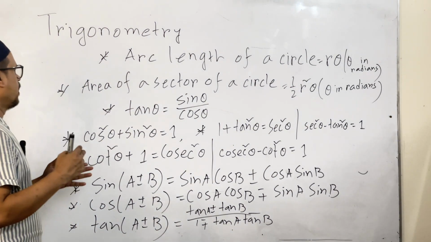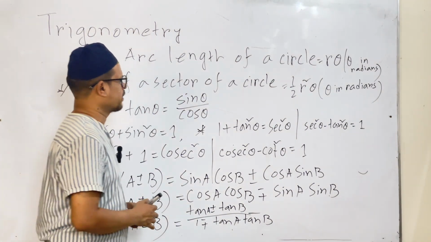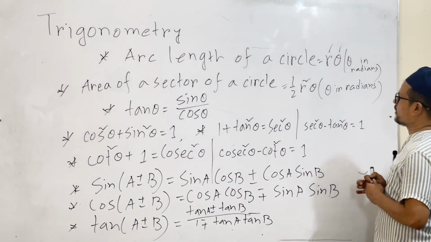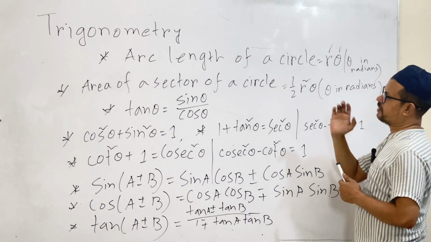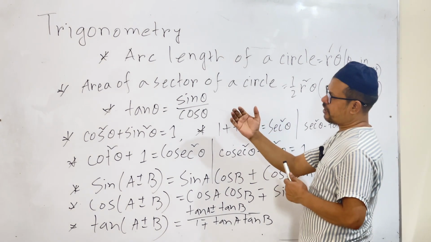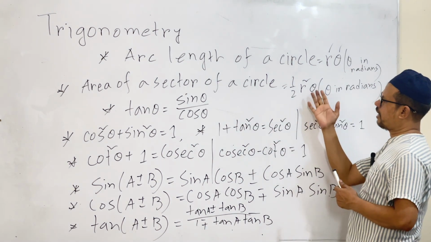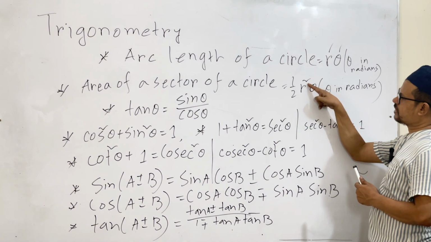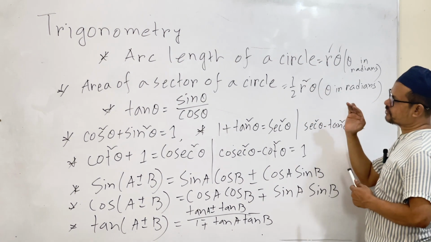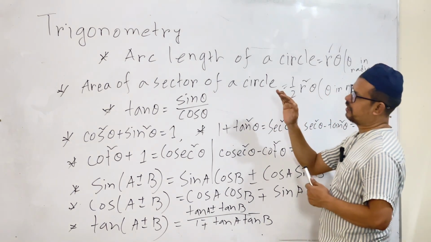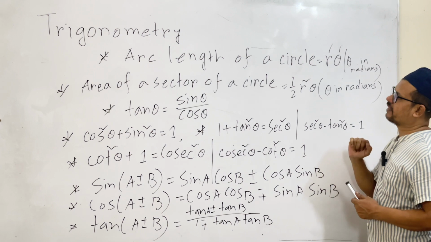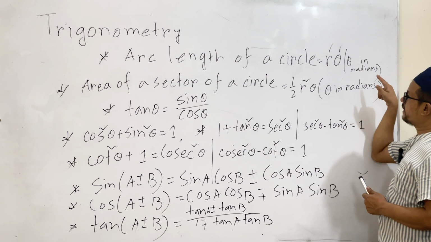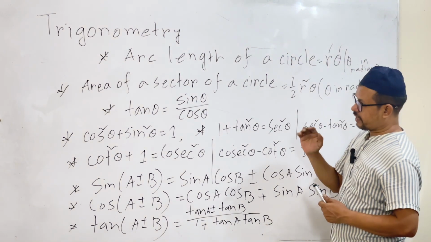Now trigonometry. The arc length of a circle is r theta. Here r is the radius and theta is in radians. The area of a sector of a circle is half r square theta. Here r square and 1 by 2. Just remember that half r square theta is the area of a sector of a circle, and the arc length of a circle is r theta, with theta in radians.